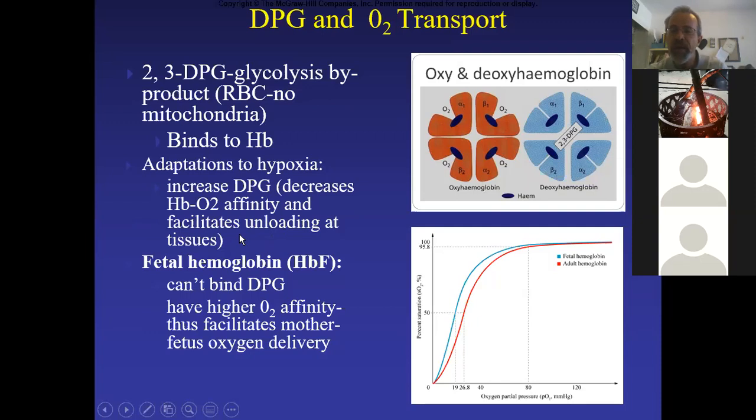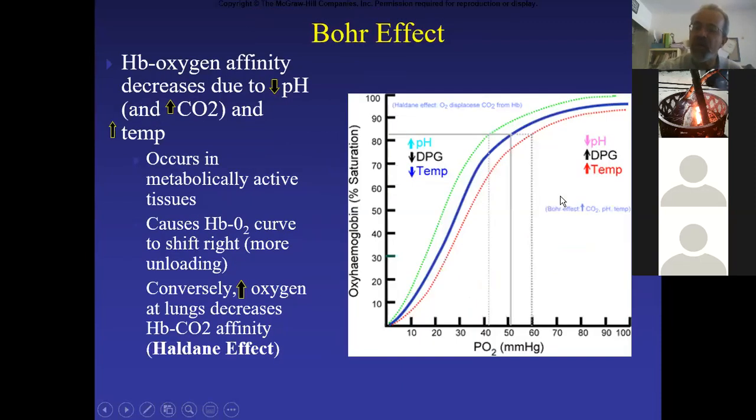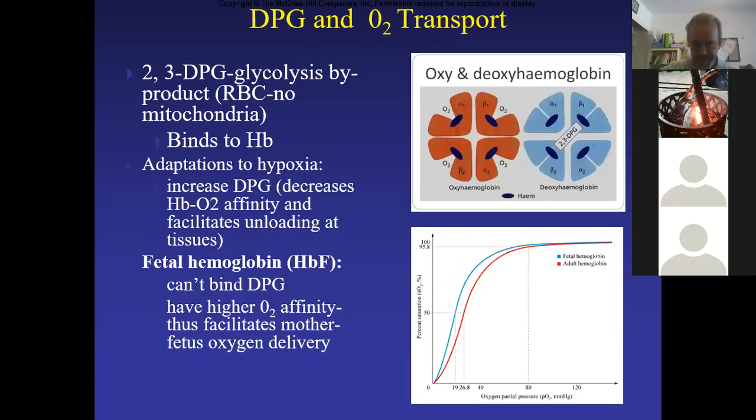So if we go to here, you notice DPG is also high at metabolically active tissues. So high levels of DPG are also responsible for decreasing hemoglobin oxygen affinity because DPG competes. If high levels of DPG are binding the hemoglobin, there's nowhere for the oxygen to bind, so it just goes into the tissues. So kind of an interesting story with that.